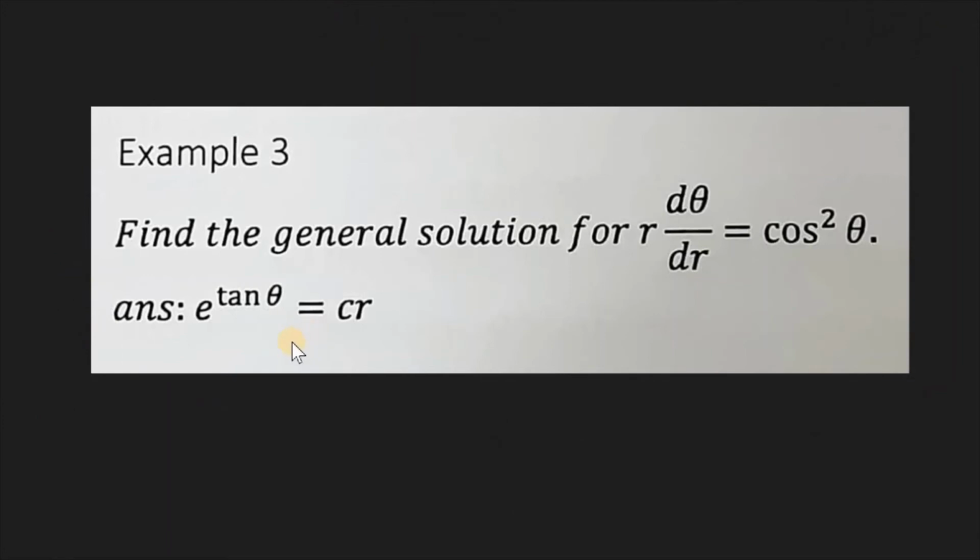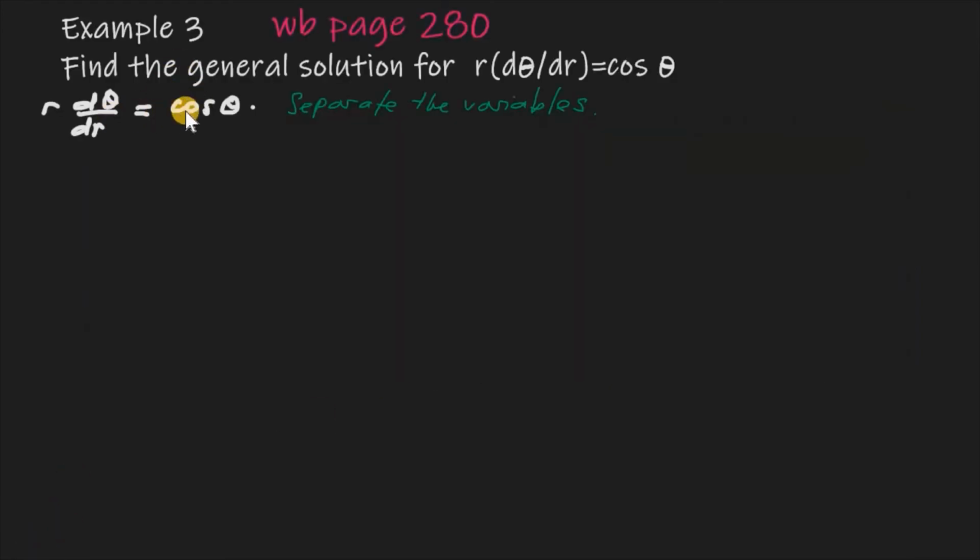Next, let's look at this example 3 given. Find the general solution for r dθ/dr equivalent to cosine square theta. So basically we are to get the theta maybe. Okay, so the variables are r and theta. Right, let's try it. So let us start with separating the variables. This is the question that I rewrite.